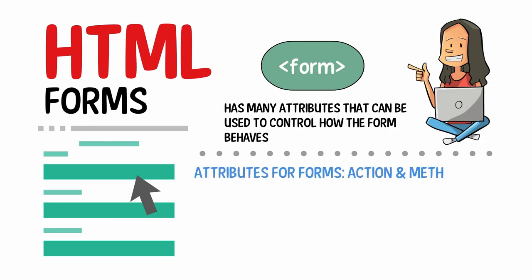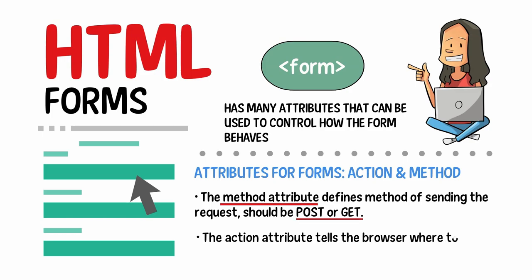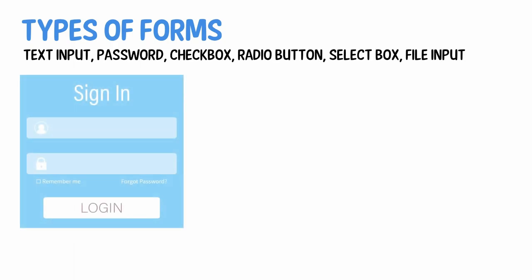In the form element, you can add the attributes. The method attribute defines the method of sending the request, which should be post or get. The action attribute tells the browser where to send the data entered into the form. Types of forms: text input, password, checkbox, radio button, select box, file input.